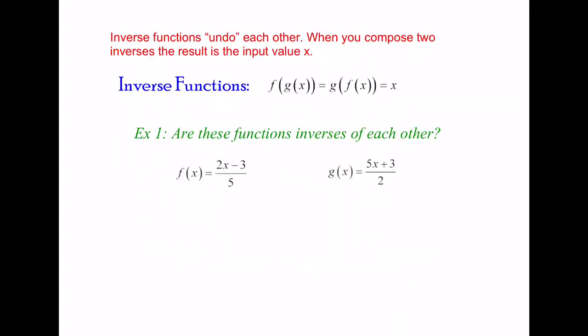Since inverse functions undo each other, when you compose two inverses, the result is the input value of x. So this part right here, showing the algebraic side, f of g of x will be equal to g of f of x, and then those two will be equal to x. So if we want to prove that two functions are inverses, we can prove them by compositions. But once again, you have to find both of them, f of g of x and g of f of x, and if they equal x, then the two functions are inverses.